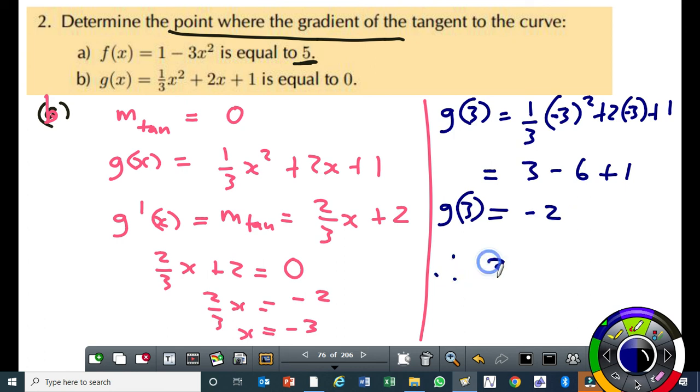Therefore, the point of contact of the tangent and the function is going to be x equal to negative 3 and y equal to negative 2. All right? So that's it.